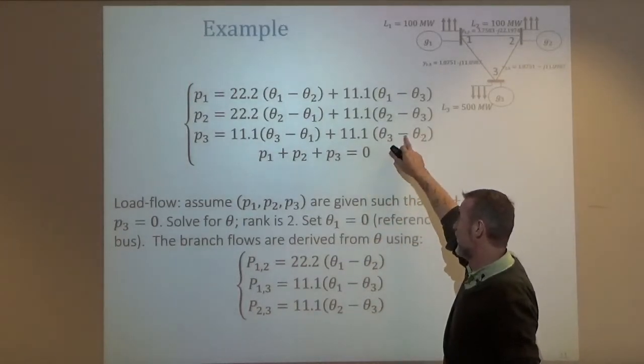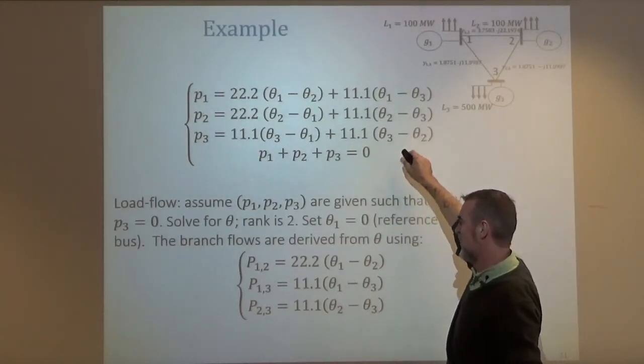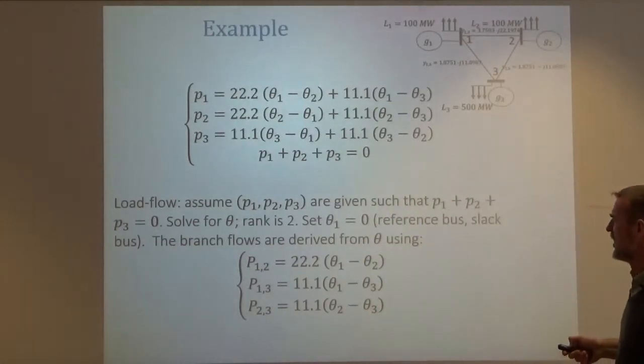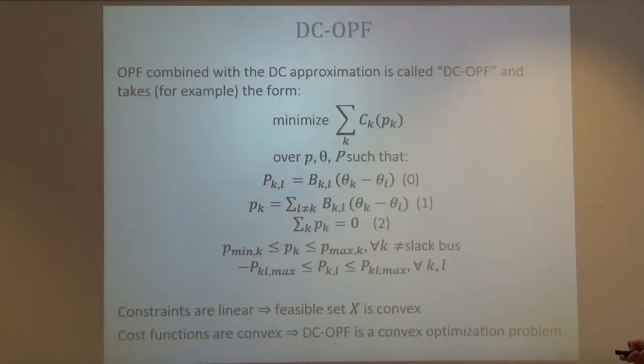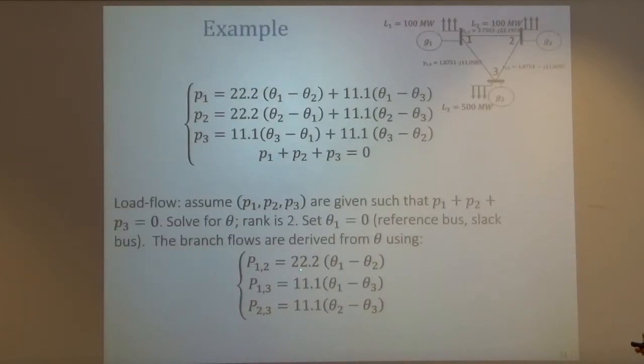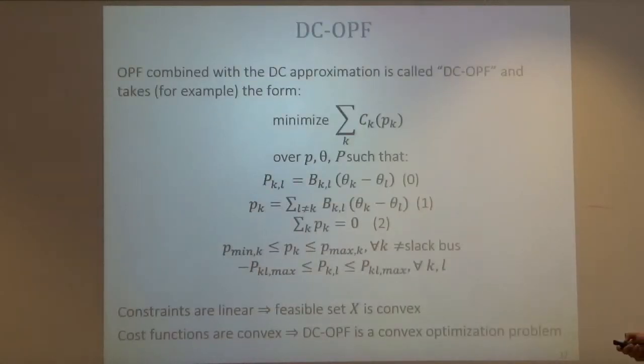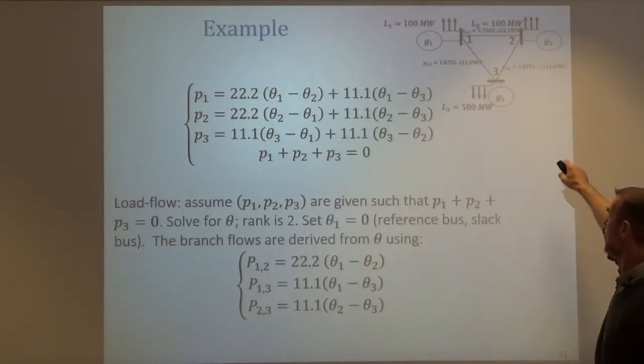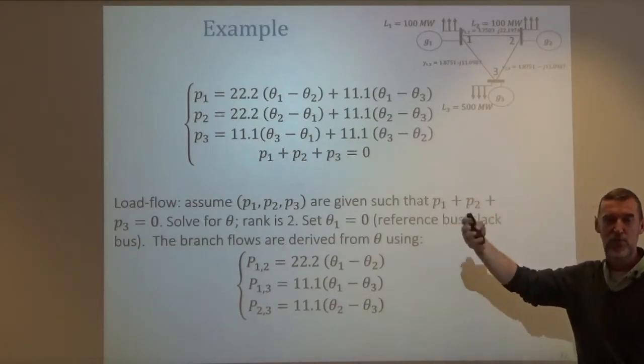So I can invert this for theta 1, theta 2, and theta 3. And from this, the first step is to say the power flow on line 1, 2 is given by this. And I can use that to express the constraints on the branch flows. Of course, in this formulation, I cannot compute the line currents.